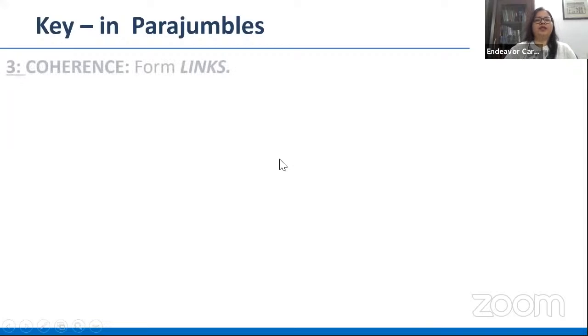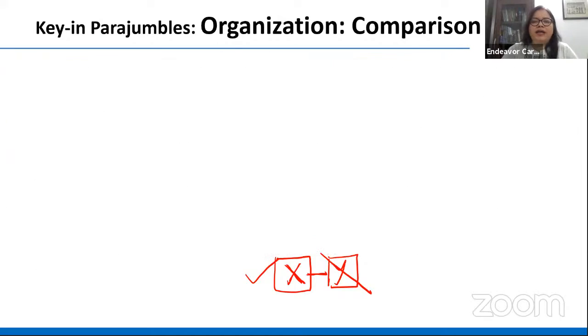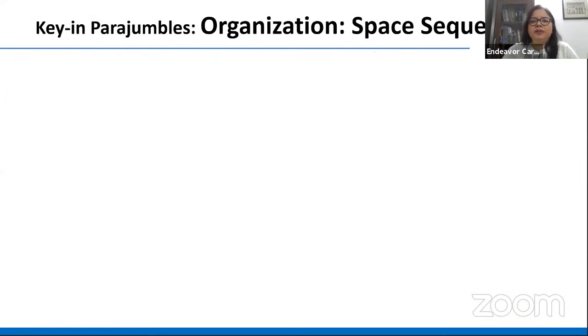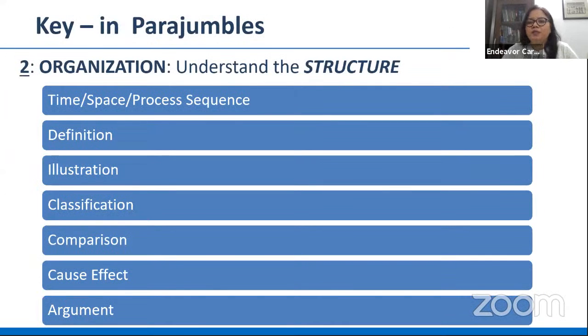Okay. So what did we understand? You know, plenty of things. Actually skipped a few things here. We looked at the various ways in which ideas can be put together: time, space, process sequence. I'm going to give you an example of process sequence in the subsequent slides. Definition, illustration, classification, no example taken because they are easy.